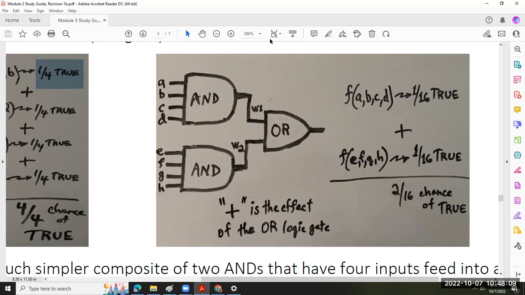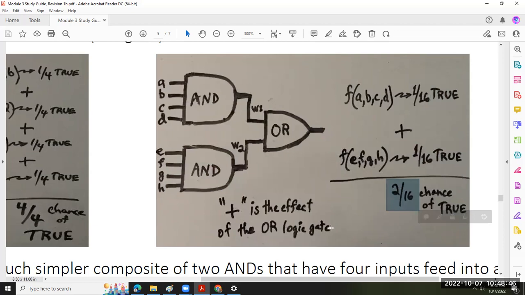So here's the magic. 1 out of 16 is true for this AND. Put another way, every time we run random inputs, if they're truly randomized, only 1 out of 16 times is the output of this AND true. Now that's a different picture. And if I feed this wire into the top input of the OR, and I have another one just like it down here, I have 1 out of 16 for this other function. And if I add the effect of those two together, I have a 2 out of 16 chance of being true.